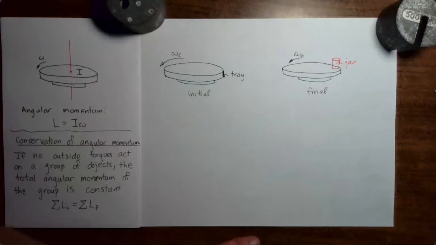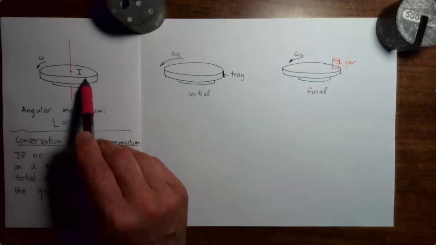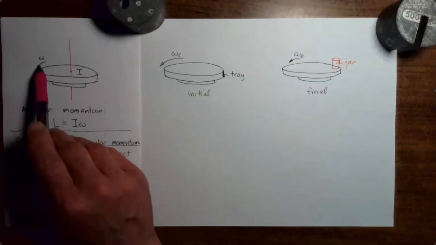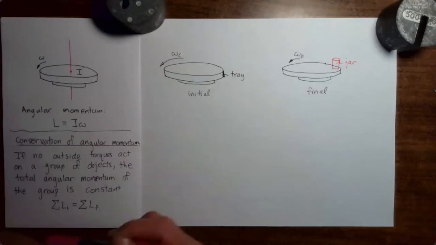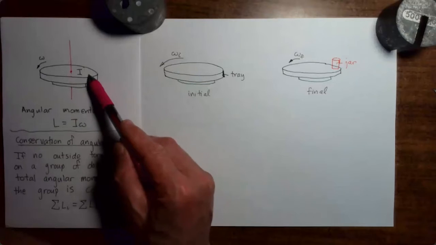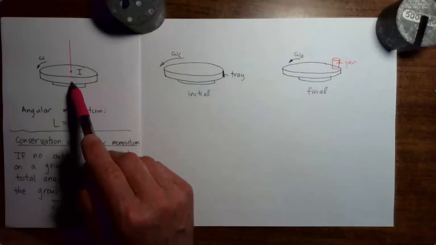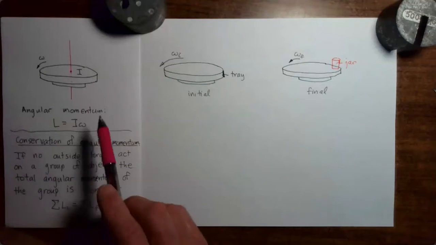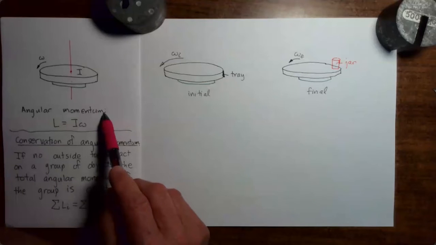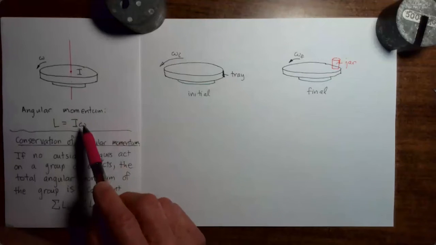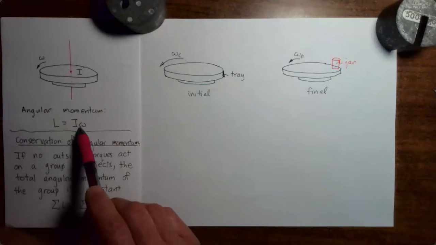Before we get into the explanation of the demo, let's go over the basics of angular momentum. Let's say I have an object which is rotating at angular velocity omega. The object has moment of inertia I with respect to whatever axis it is rotating around. We say that the angular momentum of the object with respect to that axis is equal to the moment of inertia times the angular velocity.